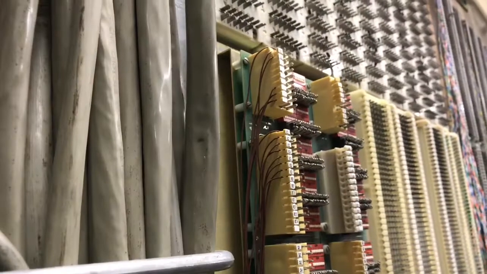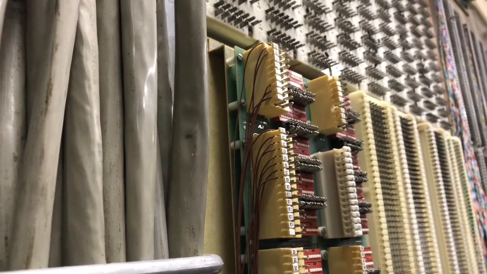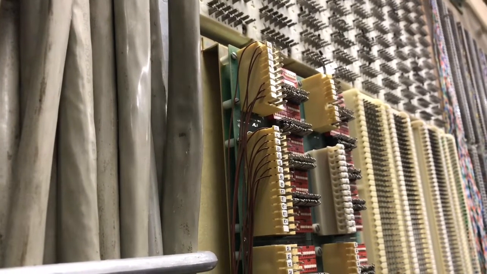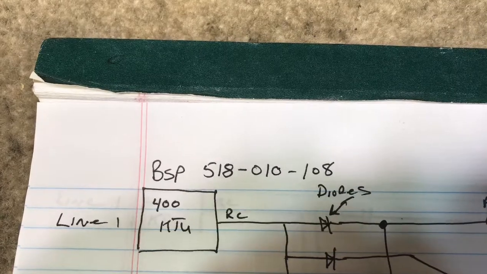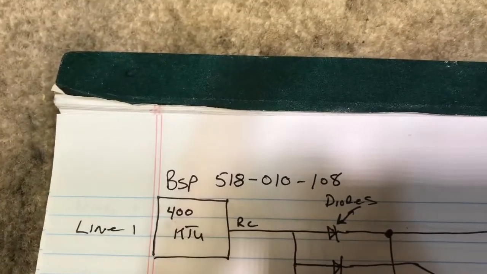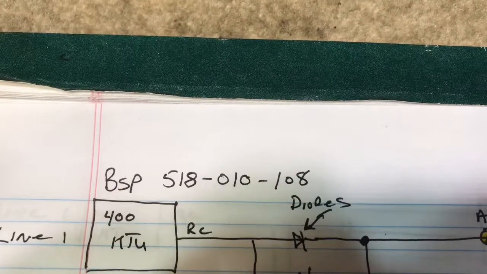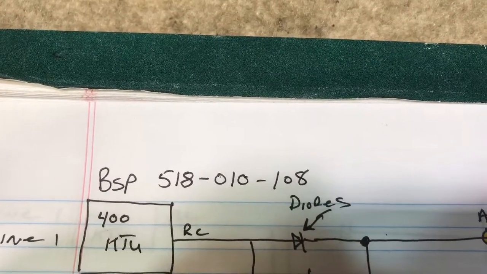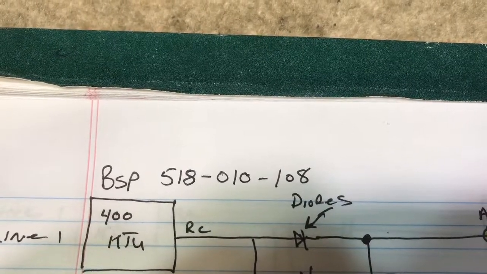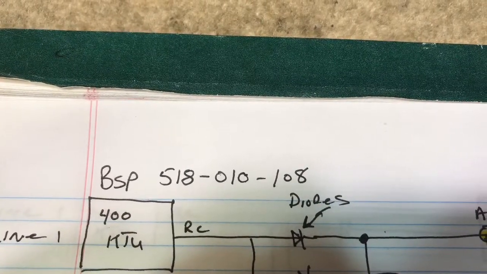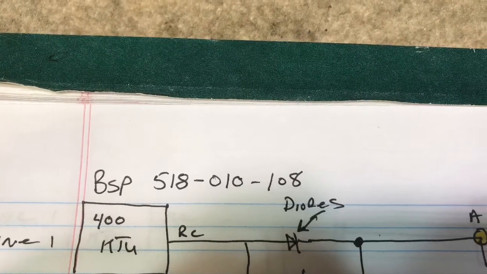Here's the wiring side of the plant equipment diode ringing blocks. The 518-010-108 is what's called a Bell System practice. You can find that practice at the Telephone Collectors International website in the library section.